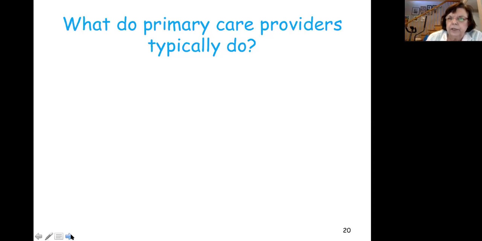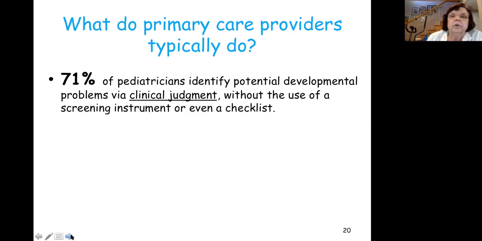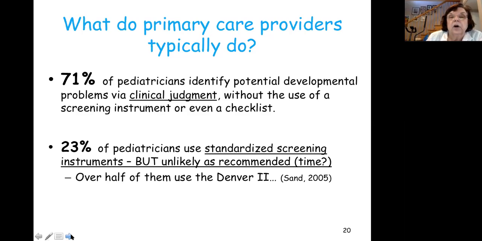So what do primary care providers typically do? Remember, I told you that fewer than 1 in 4 children in California is currently being screened with valid tools. Well, 71% of pediatricians identify potential problems just via their clinical judgment. Like, oh, I've seen enough children that are 1 month old, 2 months old, etc., that I can kind of make a judgment about this. Or they might even use some kind of checklist.